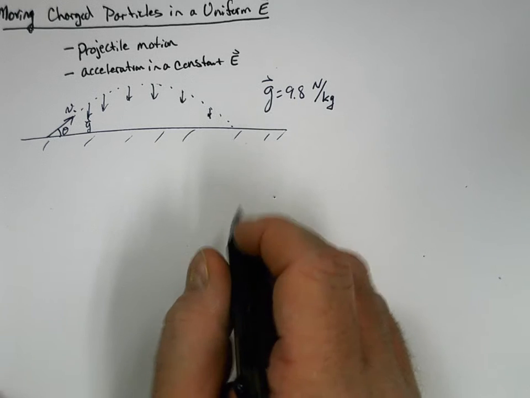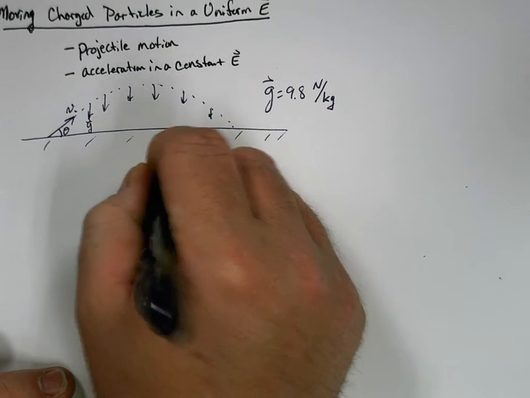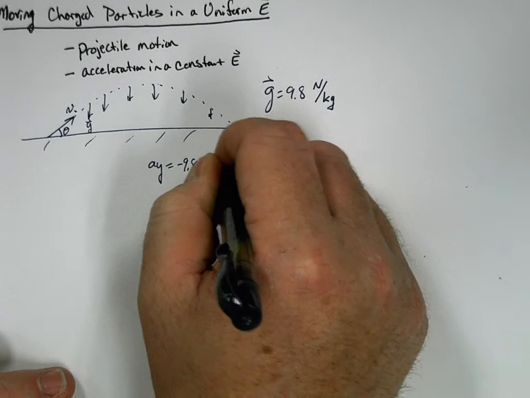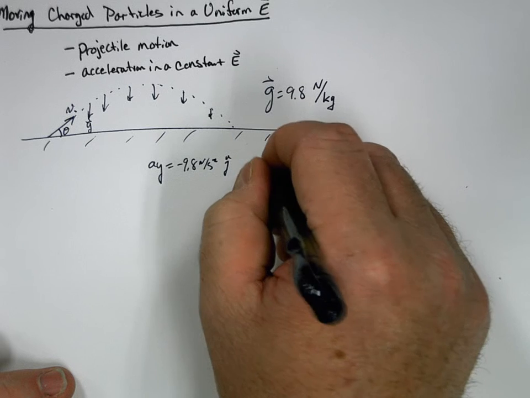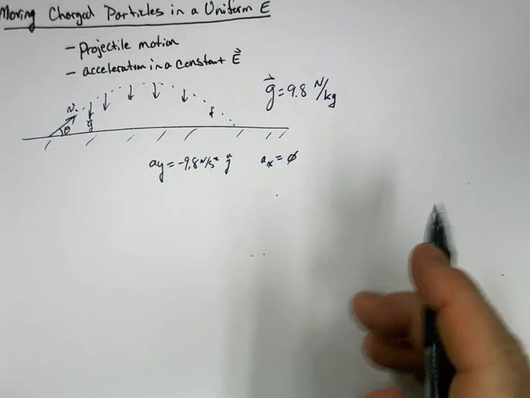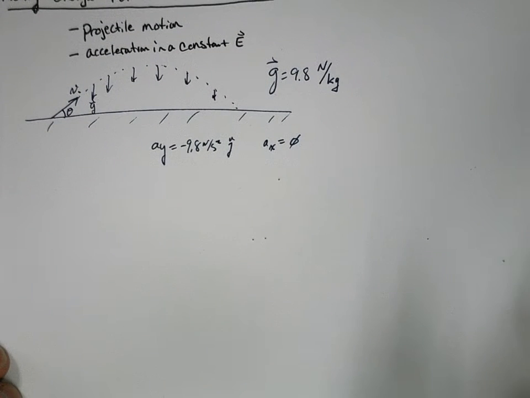So we have acceleration equals negative 9.8 meters per second squared j hat, and acceleration in the x direction equals 0. All of our kinematic equations come from here.